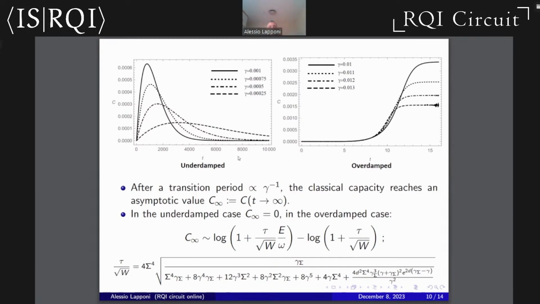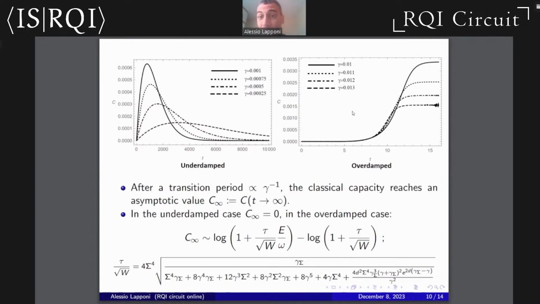And this asymptotic value is given by this. Now, from the plot, we can observe some interesting things. Let's look, for example, at the underdamped plot. In that case, the more the coupling, the more the capacity, and that's expected, because obviously low couplings mean low communication between Alice's detector and the field, and so obviously even from the field to Bob.